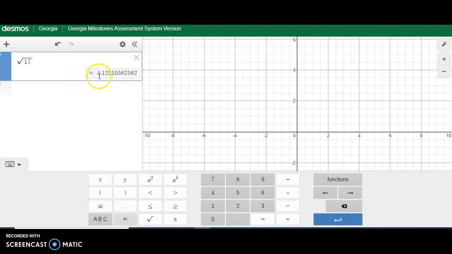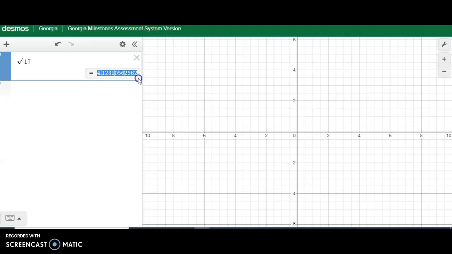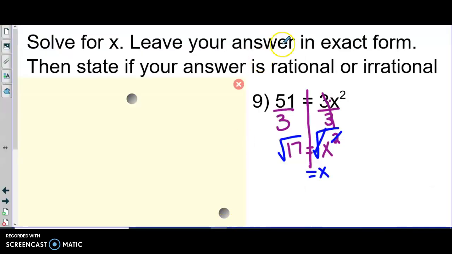And that equals this really yucky decimal. This is an irrational number because it does not end and it does not repeat. So I know it's irrational. I am not going to write down all of this decimal because the question said, leave your answer in exact form. If it asks for exact form, you're going to leave it as the square root of 17. And this one is irrational.